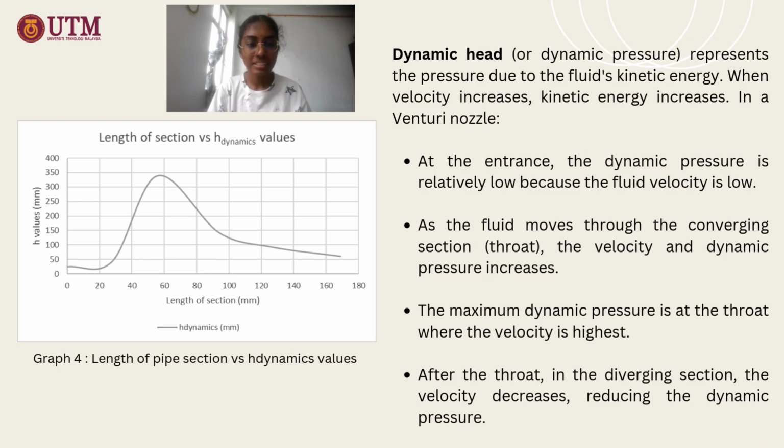And finally, the dynamic head. At initial, it shows an increasing trend. This is due to the pressure. As fluid flows into the narrowest part of the pipe, the velocity increases and the dynamic pressure reaches its maximum. As the pipe section becomes larger again, the velocity decreases, causing the pressure to also decrease.